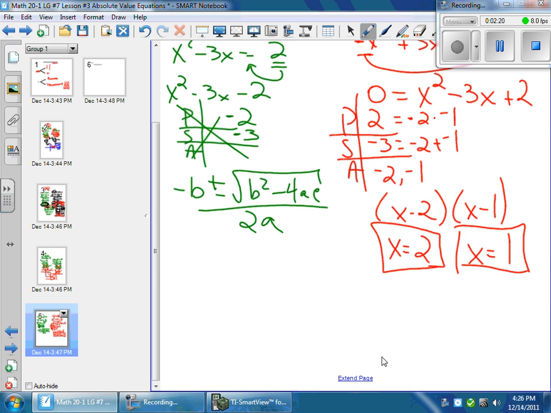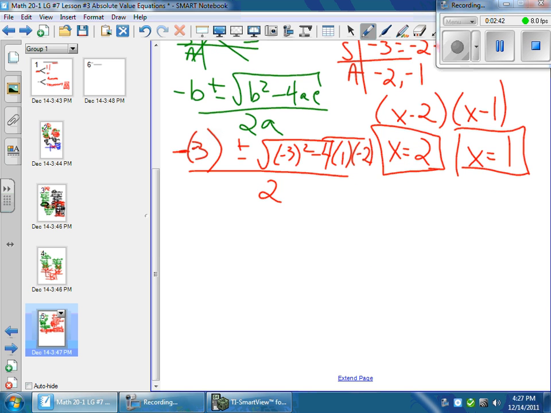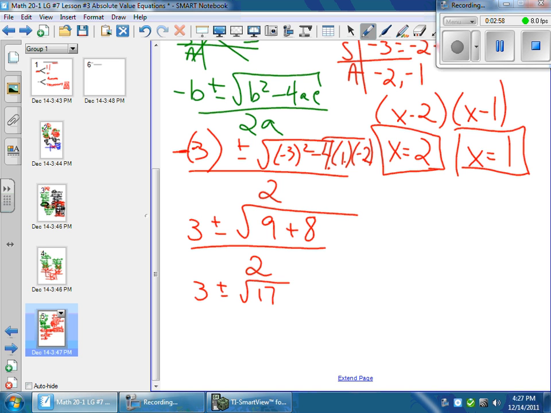So, okay, let's start plugging things in. Minus minus 3, so it's going to give us a plus right away. Plus or minus the square root of minus 3 squared minus 4 times 1 times minus 2, over 2 times a, which is just plain old 2. Oh, we're going to need some more room here. So 3 plus or minus the square root, this is 9 minus 4 times 1, which is minus 4, minus 4 times minus 2 is plus 8, over 2. We have 3 plus or minus the square root of 17 over 2.